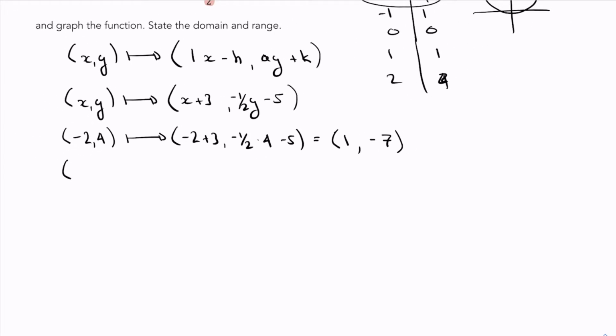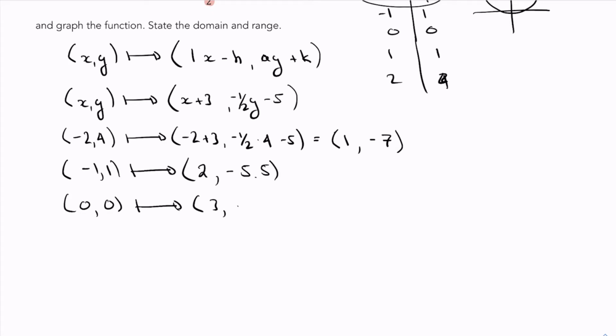What about our second point? We have negative 1, 1. That's going to go to, let's do this in our head now, 2 and negative 5.5. Then we have 0 comma 0. That's pretty easy. It's going to move the vertex, 3, negative 5. And then we have 1 comma 1. That's going to go to the point 4.